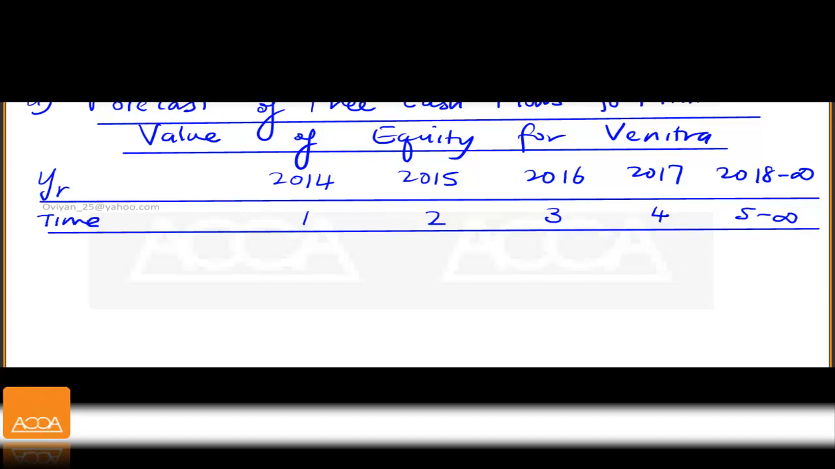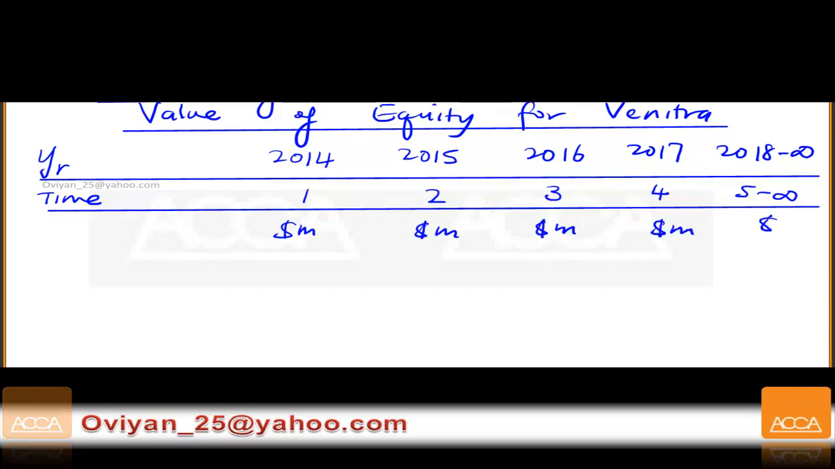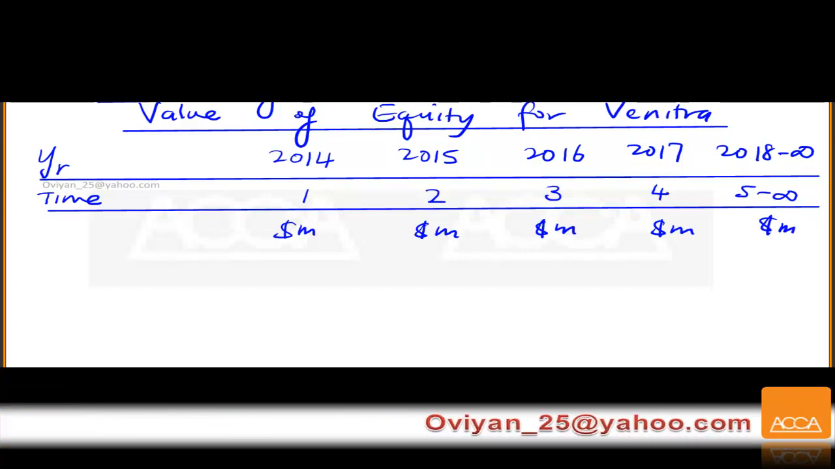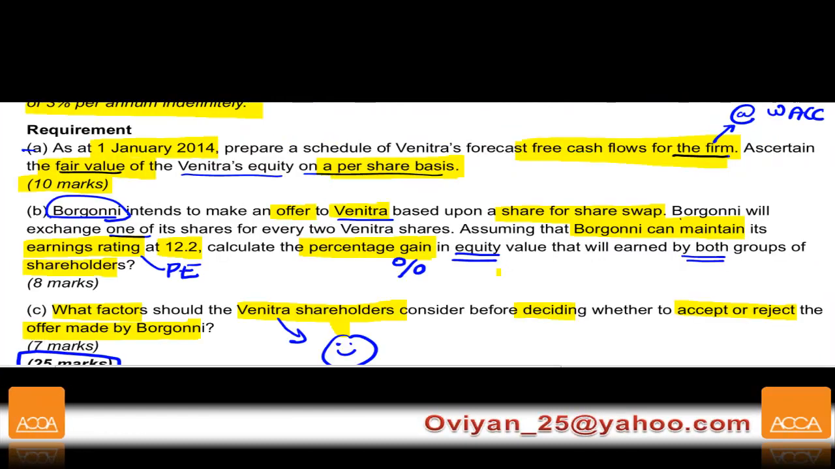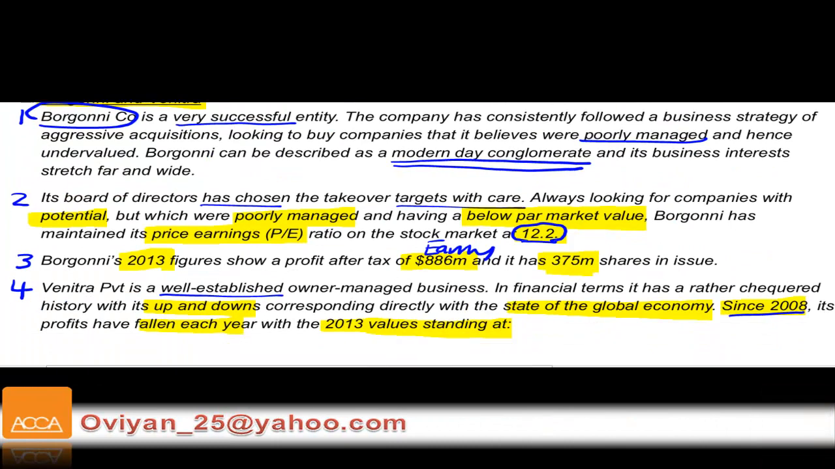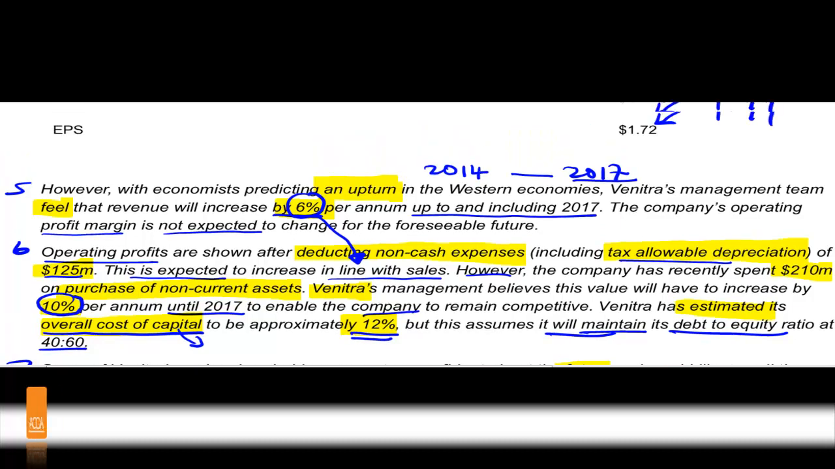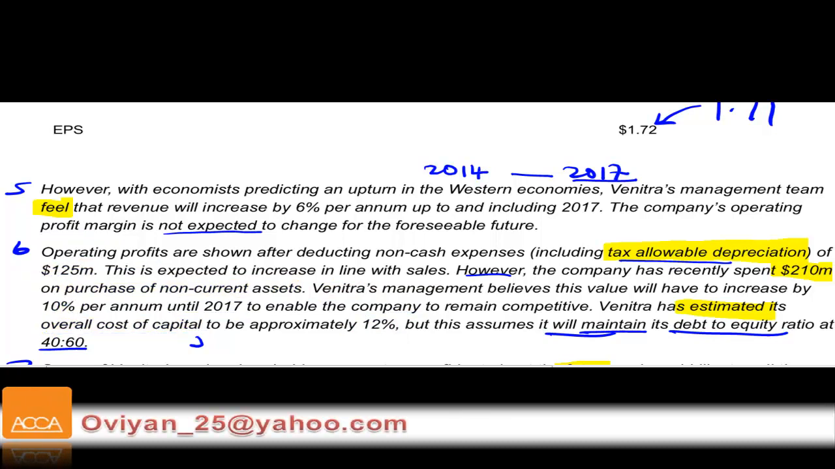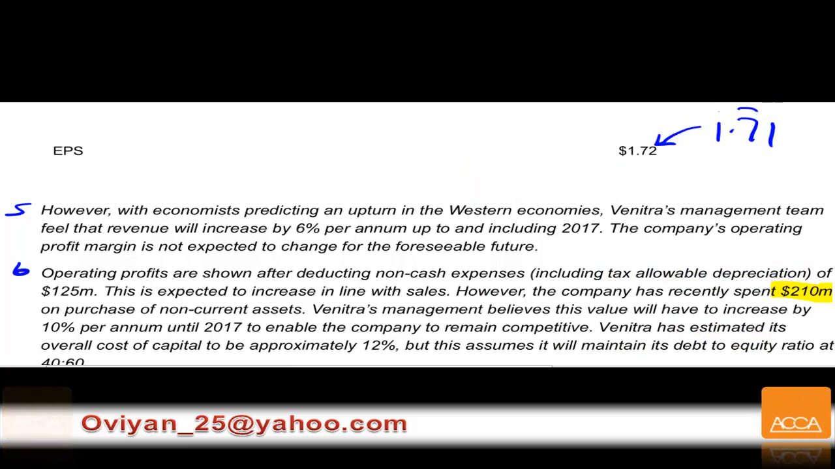Now, all this will be in millions of dollars. It's given in millions of dollars. And we are told that free cash flows to the firm is going to grow at a rate of, from this paragraph here, number 6 and number 5. So we have to pay attention to number 6 and number 5. Let me clean my whiteboard here. It's going to be growing at a rate of 6%.